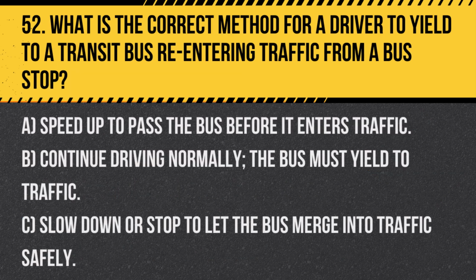Question 52. What is the correct method for a driver to yield to a transit bus re-entering traffic from a bus stop? A. Speed up to pass the bus before it enters traffic. B. Continue driving normally. The bus must yield to traffic. C. Slow down or stop to let the bus merge into traffic safely. Answer: C. Slow down or stop to let the bus merge into traffic safely. Giving way to buses helps improve traffic flow and enhances safety for all road users.